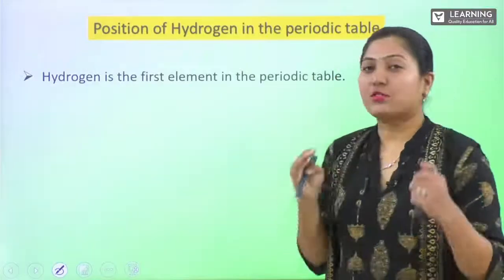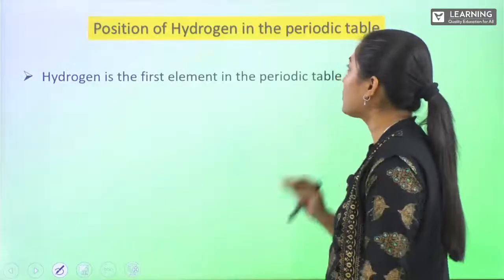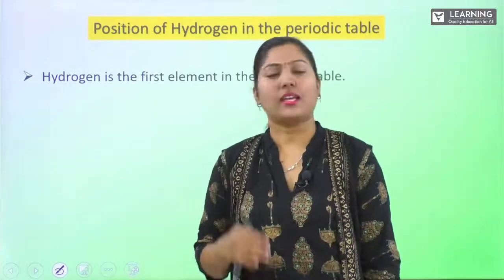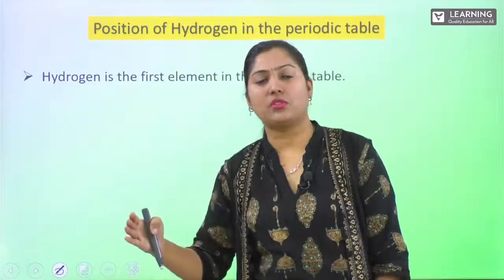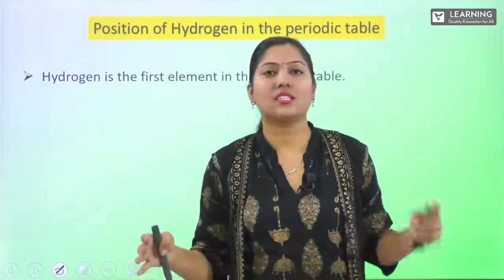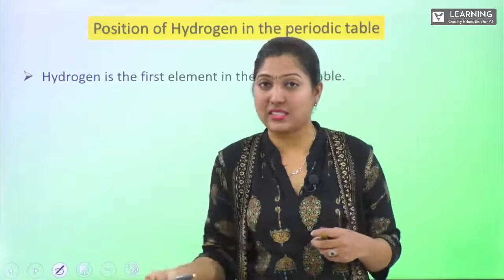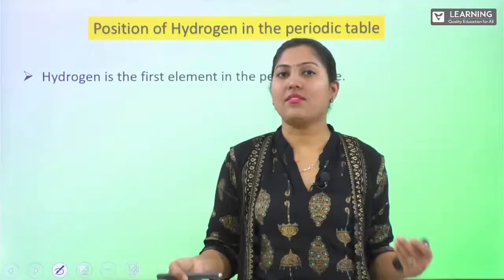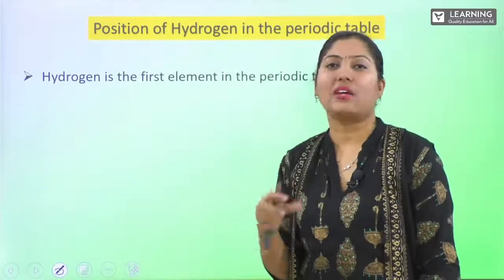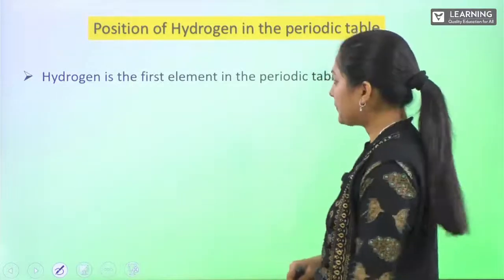Next, we have to know the position of hydrogen in the periodic table, where it is exactly positioned. Can you say, is it in the first group or in the 17th group? Why are we taking the first and 17th group? Because it has similarities with both the first group and the 17th group. We'll check where we have to position hydrogen in the periodic table.